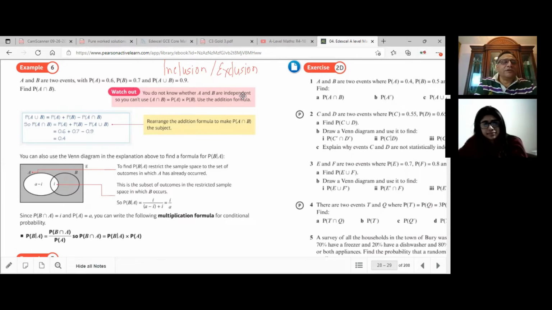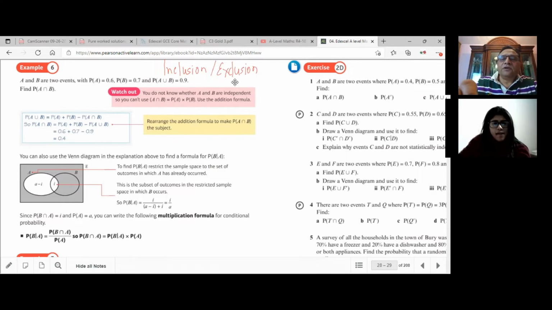Okay. So A and B are two events where probability of A is 0.6 and probability of B is 0.7. If I add 0.6 and 0.7, you get some number which is more than 1, right? Right. And probability of A union B is 0.9. Find the probability of A intersection B, right?